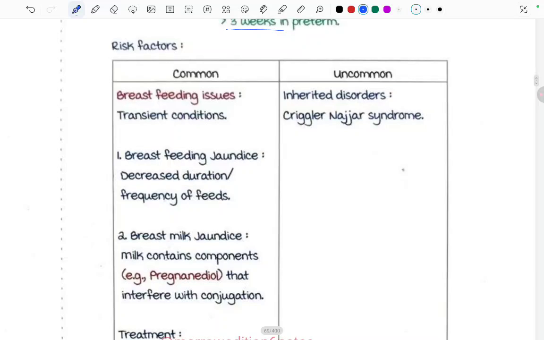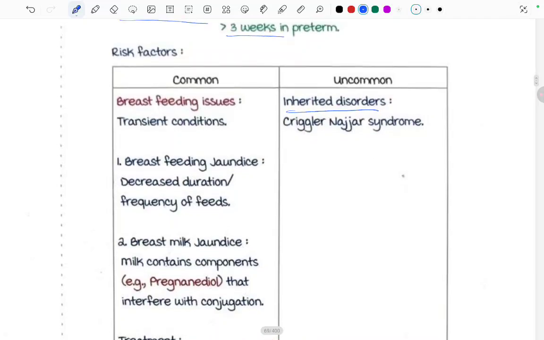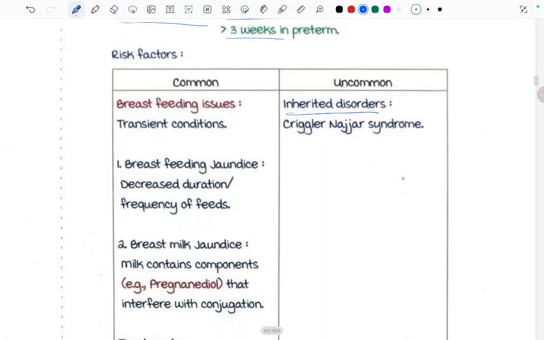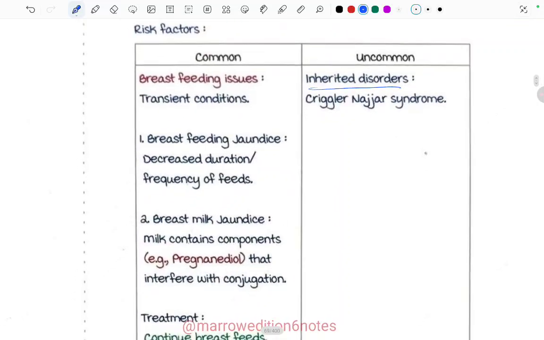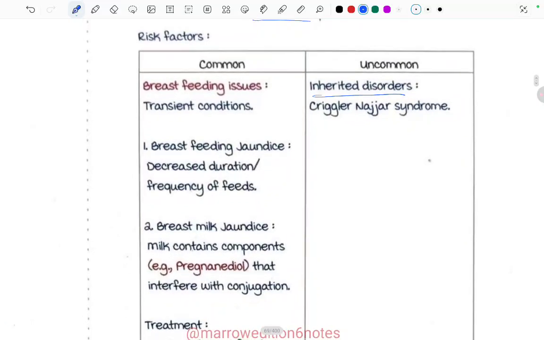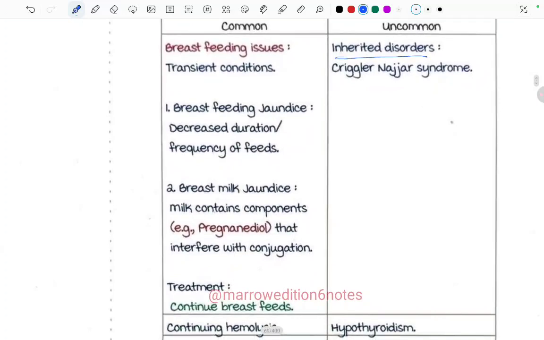Uncommon one can be inherited disorders like the Crigler-Najjar syndrome, as we already saw, in which there was defect in the UDP glucuronide transferase enzyme. In type 1 it was absent, and in type 2 it was decreased. Common factors which can cause prolonged jaundice are breastfeeding issues, which are transient conditions. First one is the breastfeeding jaundice, and second one is the breast milk jaundice.